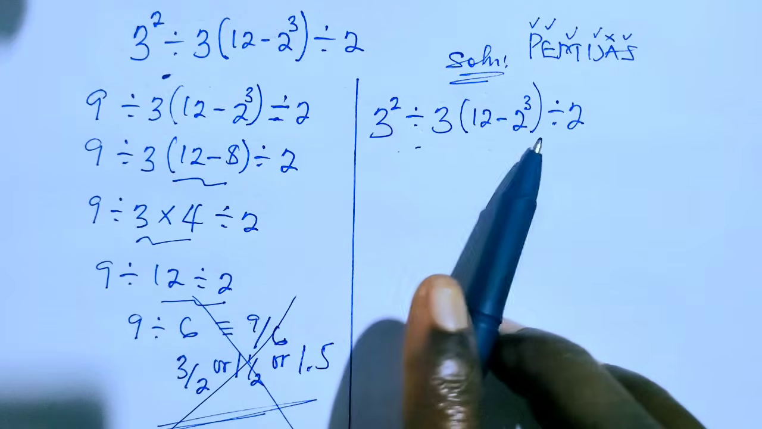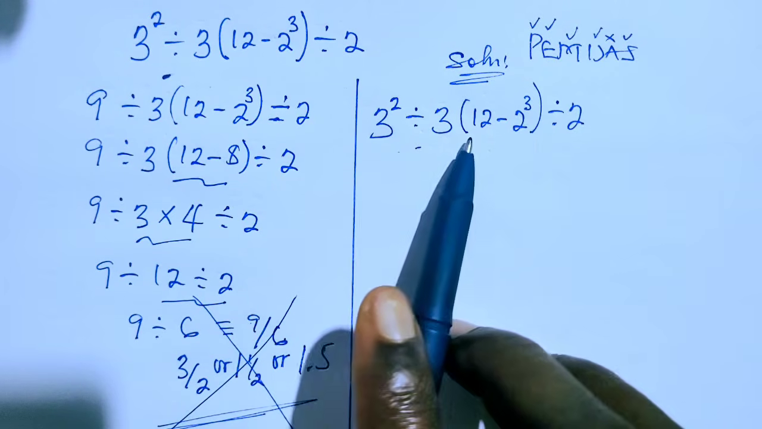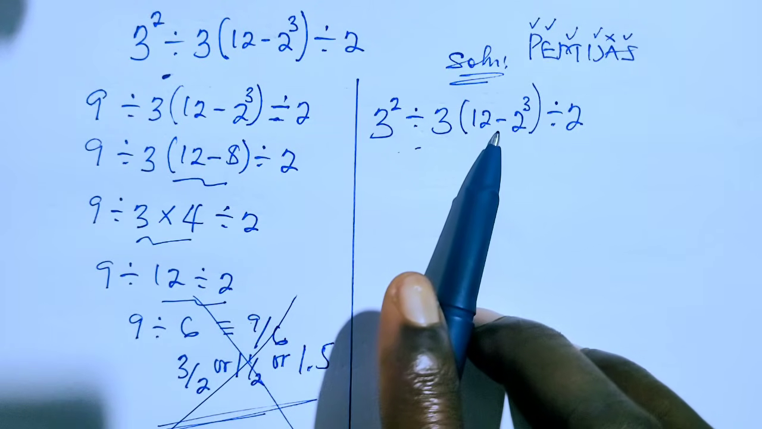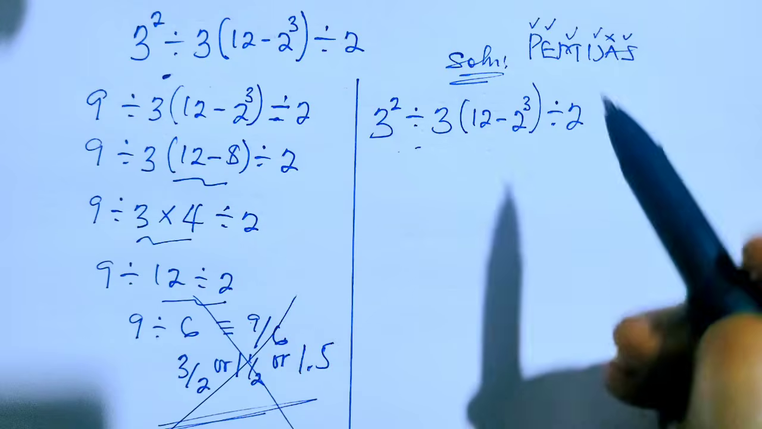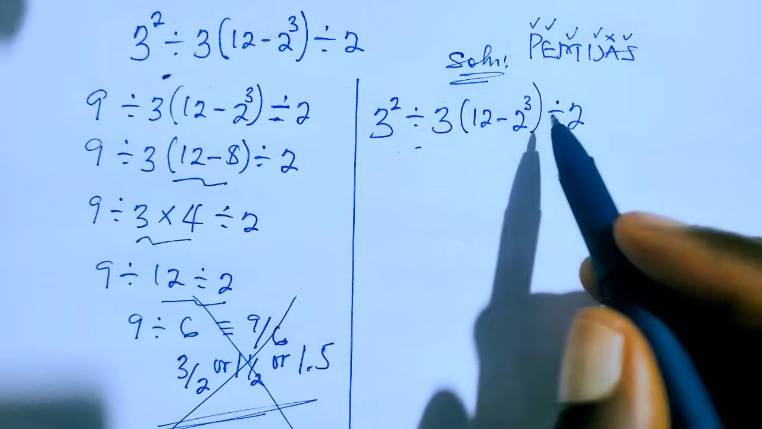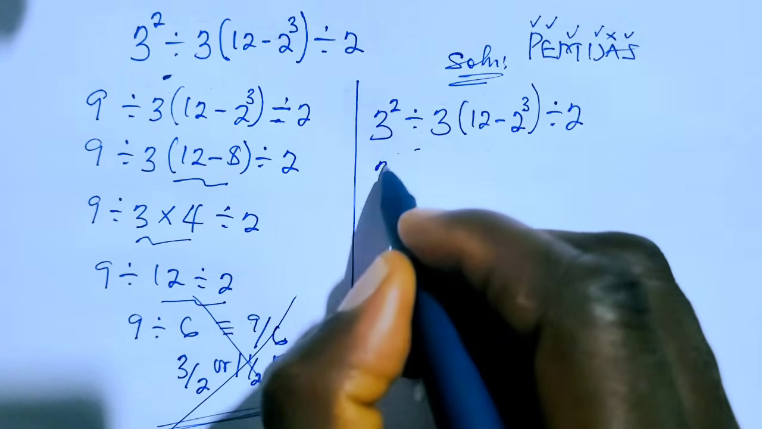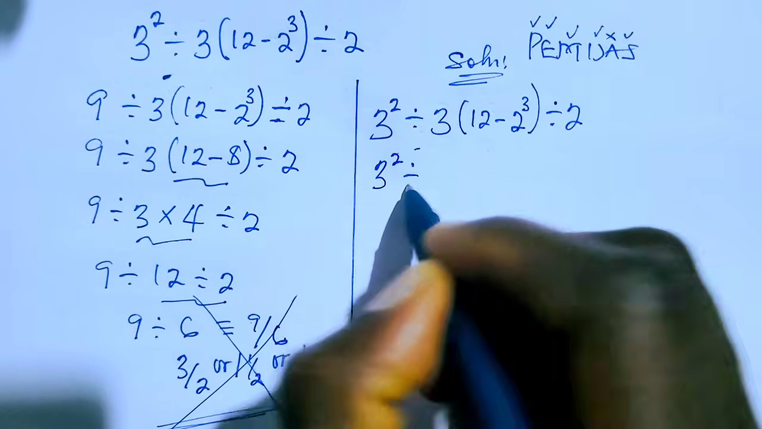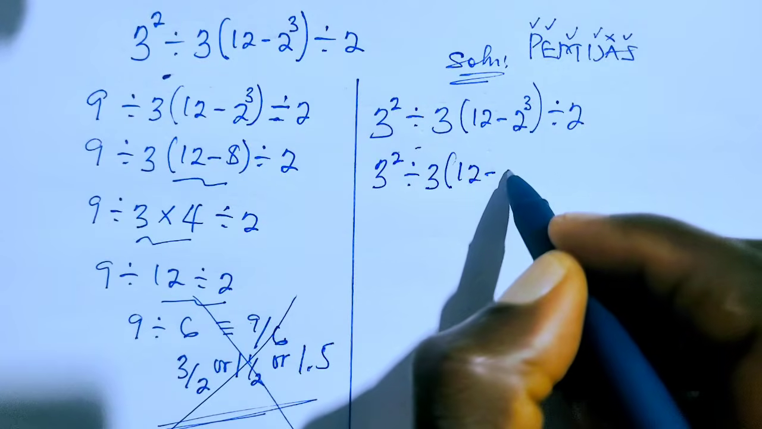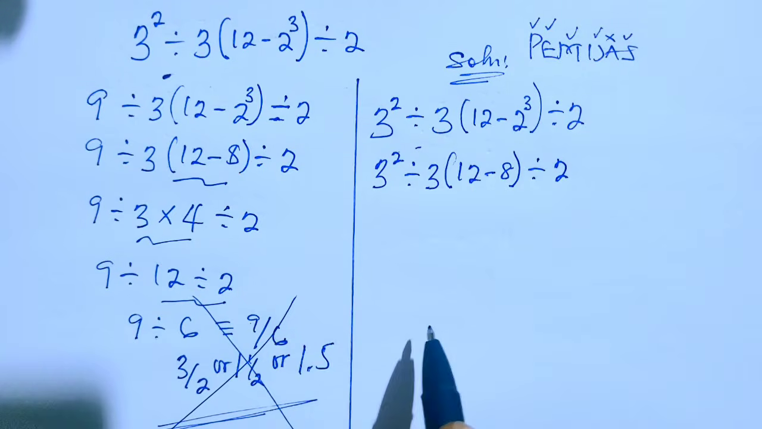Now, following this order, we are going to first of all consider parentheses, because parentheses is of higher priority than division here. We need to first of all simplify the terms inside the parentheses. And right here, even inside these parentheses, we still have an order here. We have exponents here. We are going to first of all simplify the exponent before any other one. Therefore, the expression becomes 3 to the power of 2 divided by 3, then into 12 minus 2 to the power of 3, that gives us 8, then divided by 2.